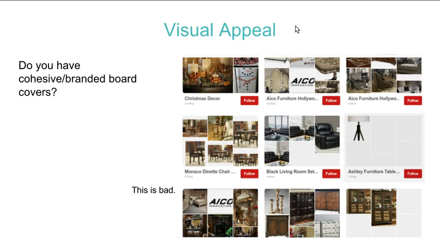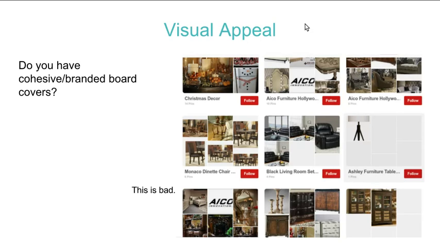All right. So then once we've made sure that we have the right kind of content, we're pulling in content that does well, different types of variety, got the quality, got the quantity. The next thing to think about is the visual appeal of that content. And the visual appeal of the content as it is grouped into a board. So one place, because Pinterest is so visual, one place that visual appeal is important is the board covers. So you want to ask yourself, do you have cohesive and branded board covers?